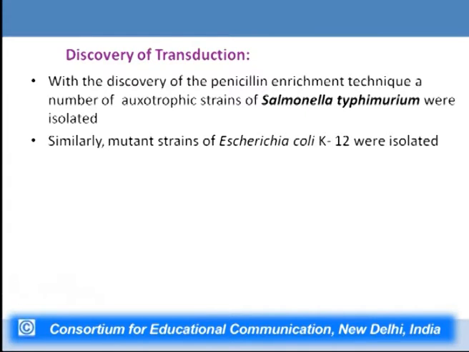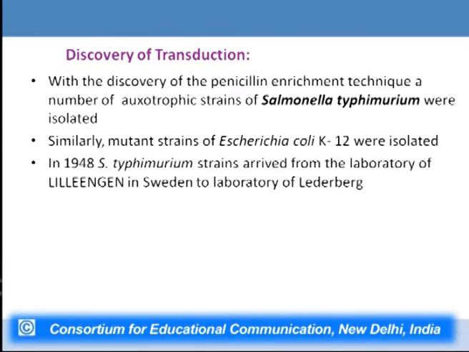This is another strain of E. coli K12. Numerous auxotrophic strains of this particular strain were isolated by a similar enrichment technique. In 1948, S. typhimurium strains arrived from the laboratory of Lilleengen in Sweden to the laboratory of Lederberg in the USA. After that, work was carried out on this particular strain, and a large number of auxotrophic mutants were obtained from these strains by the penicillin enrichment procedure.